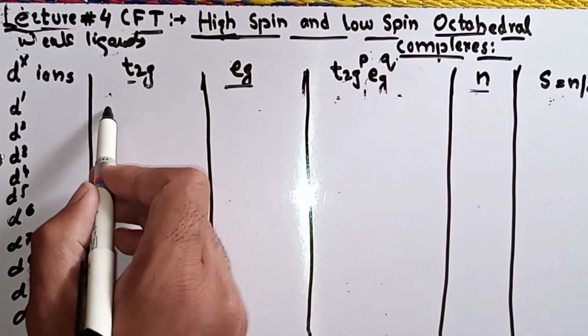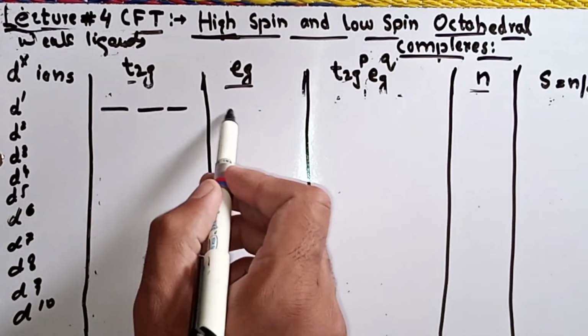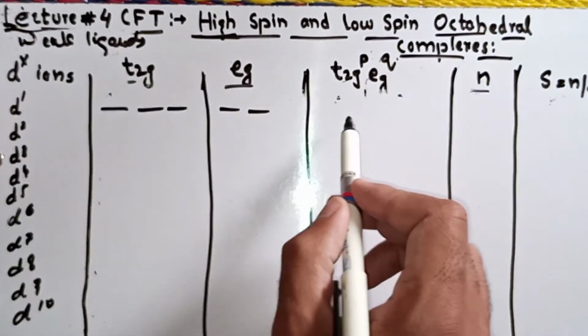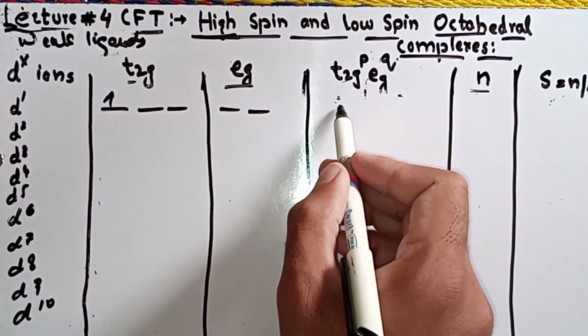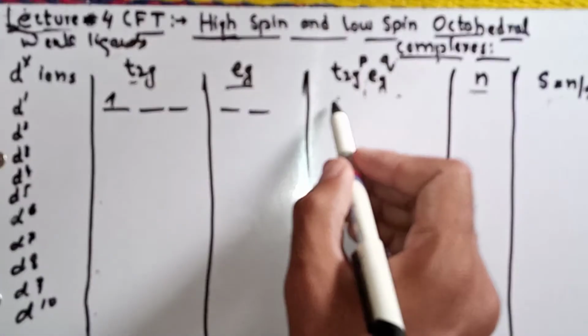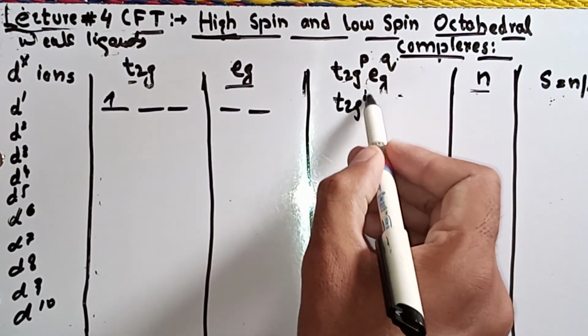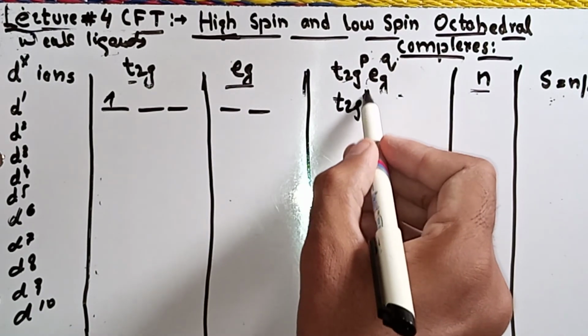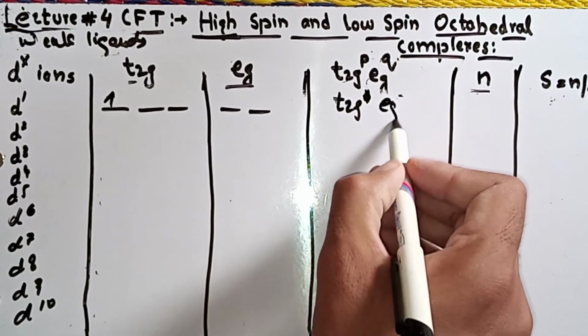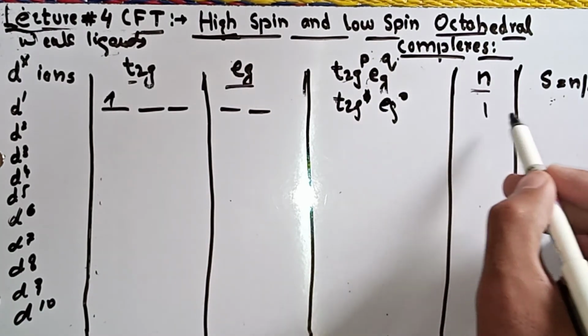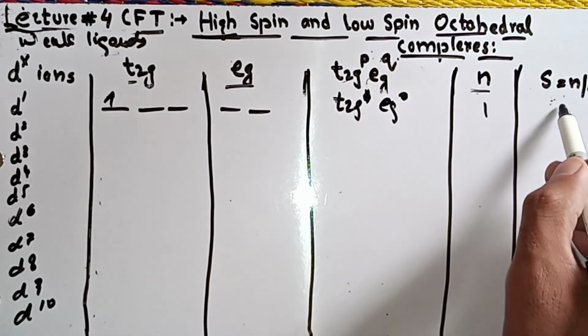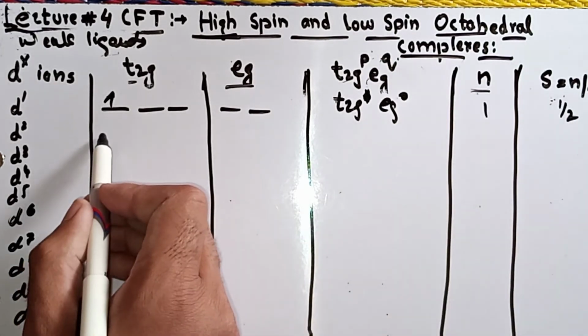So here in T2G there are 3 orbitals, in EG there are 2 orbitals. So here one electron will go into the T2G set. In EG here is 0 electrons, while the number of unpaired electrons is 1. So the resultant spin will be equal to 1 divided by 2.